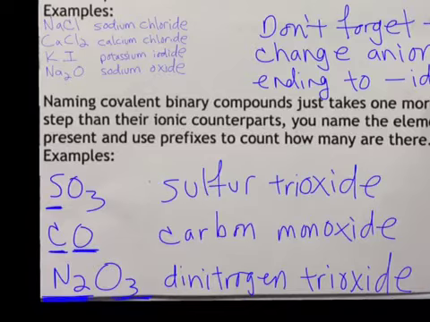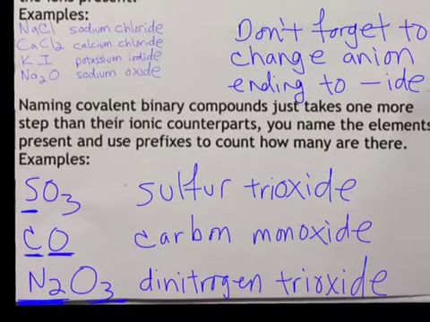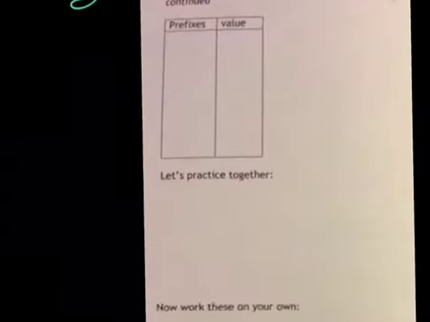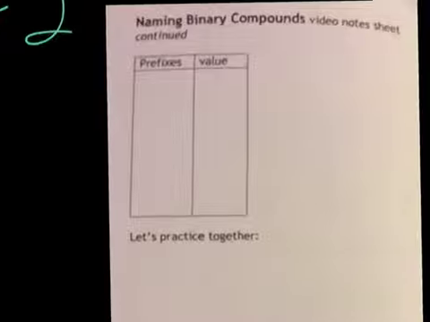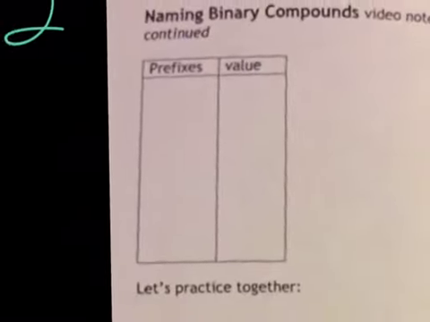So you've noticed that we have prefixes here, and some of them are pretty easy. Mono means 1, di means 2, tri means 3. So you are going to have to know what those prefixes mean and all of the prefixes that we might use. So flipping over to the back side of your notes page, let's write down what these prefixes are and the values that they go with.